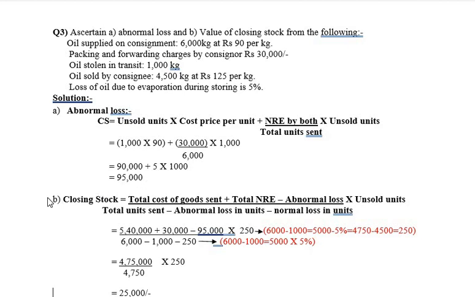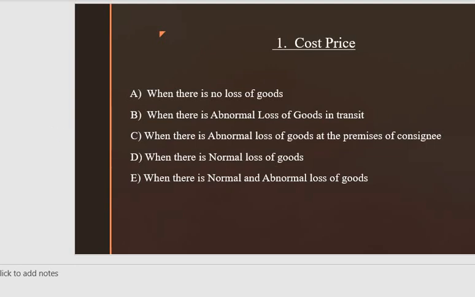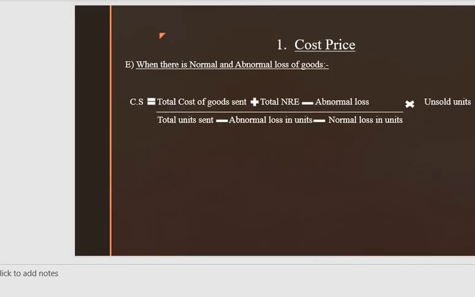All right, let's calculate the second half of the question, that is value of closing stock. Now to calculate value of closing stock we need to check the formula. Let's look into the previous one here. When we are calculating closing stock, in this question there are two things: normal as well as abnormal loss of goods. So these four we cannot use because they are individual. But the next part is where we have normal as well as abnormal loss of goods. The formula says consignment stock is equal to total cost of goods sent plus non-recurring expenses by both minus abnormal loss, divided by total units sent minus abnormal loss in units minus normal loss in units, into unsold units.